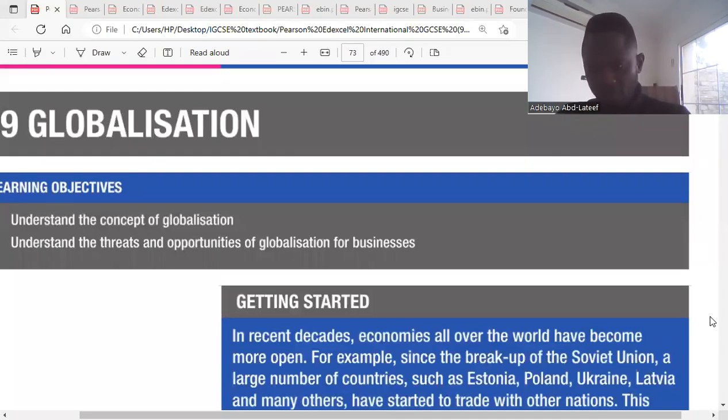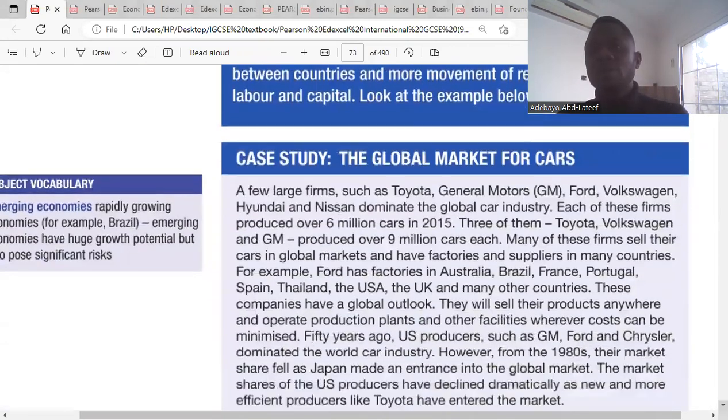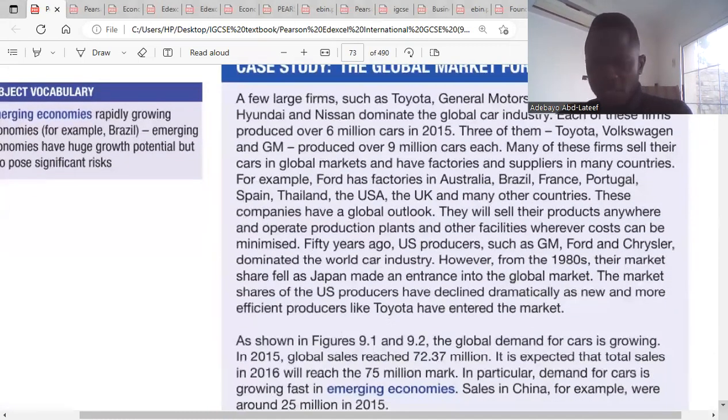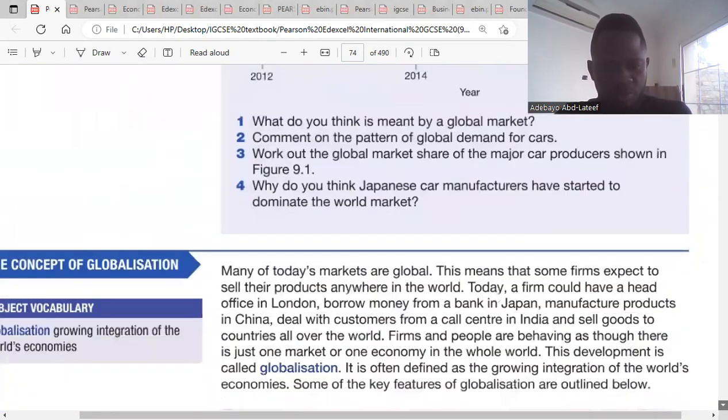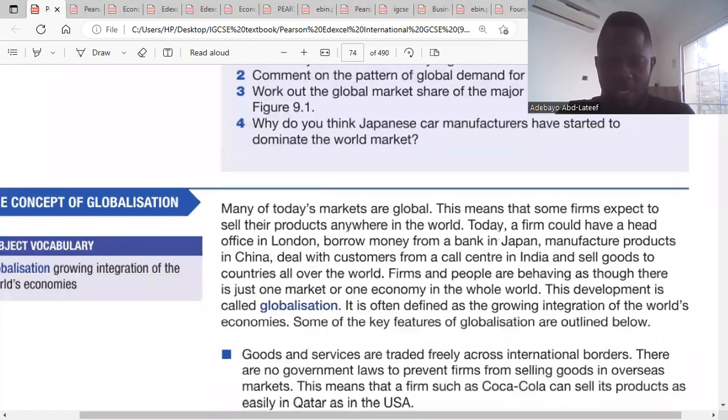So we go to globalization. When we talk about globalization, basically we're talking about the free movement of people, the free movement of capital, the free movement of goods and services across the world. That is what globalization is. So we're going to leave the case study and go straight into the topic. So, the concept of globalization.